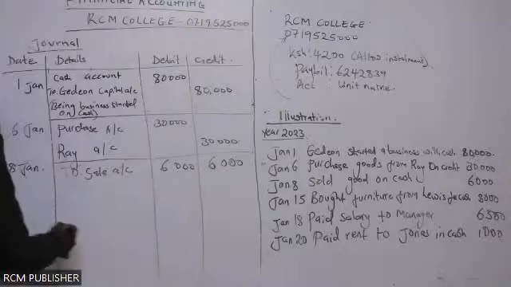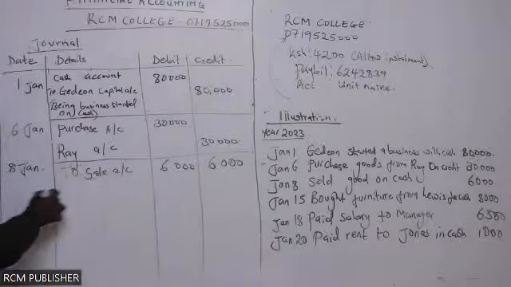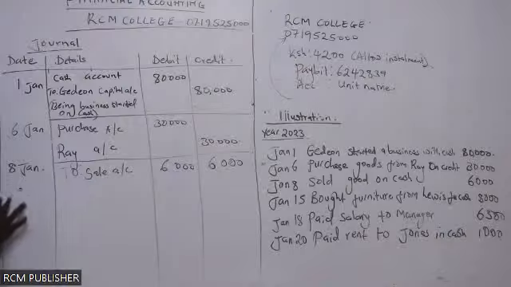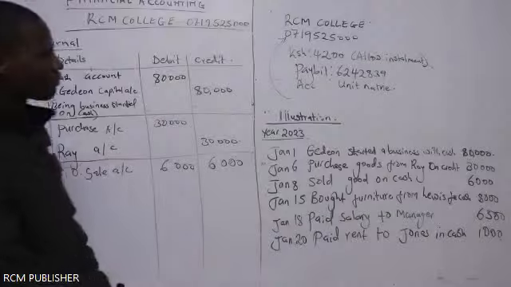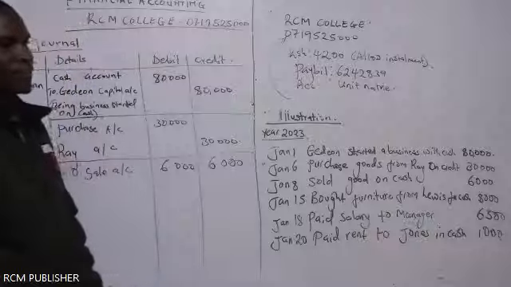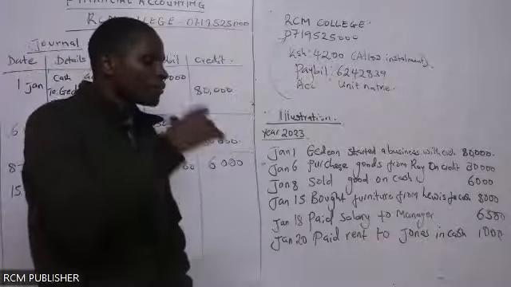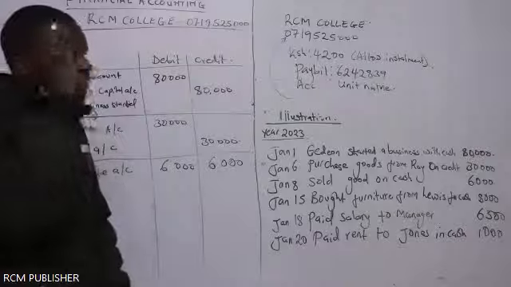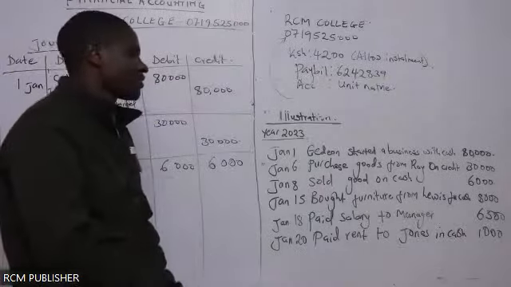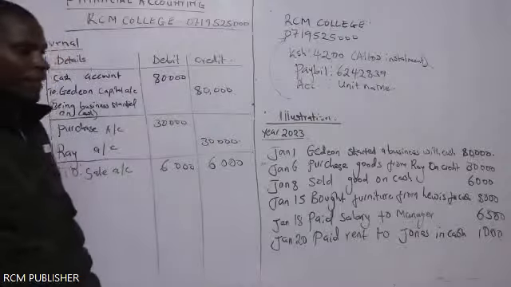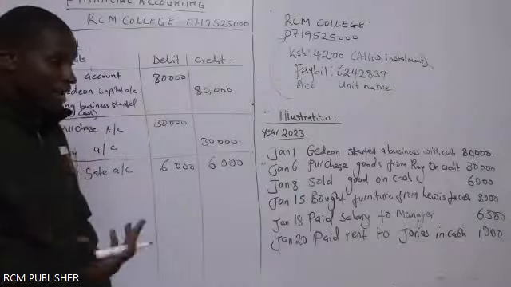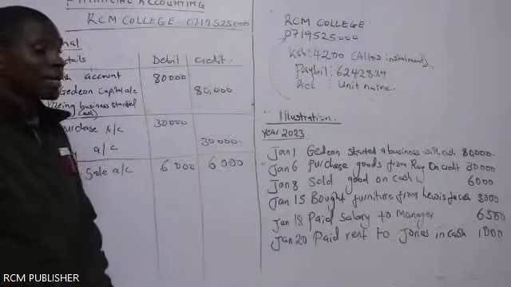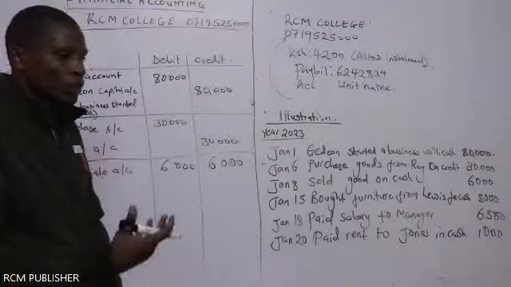Then we go to the other part. On Jan 15, what happened? We bought furniture from Lewis for cash. Which account do we debit? Which account do we credit? We have the furniture account here, and we have the Lewis account. Which one do we debit? Which one do we credit?